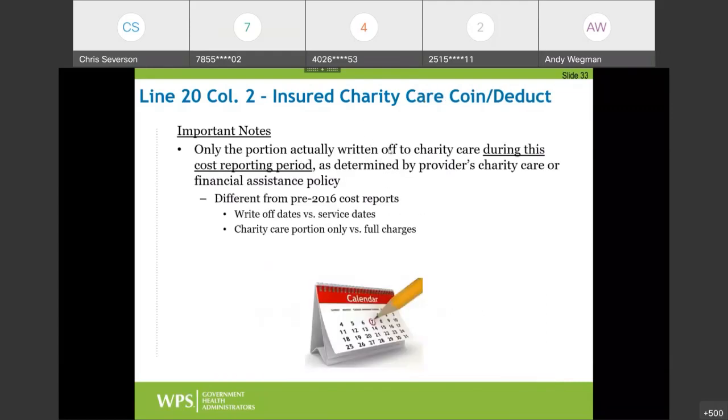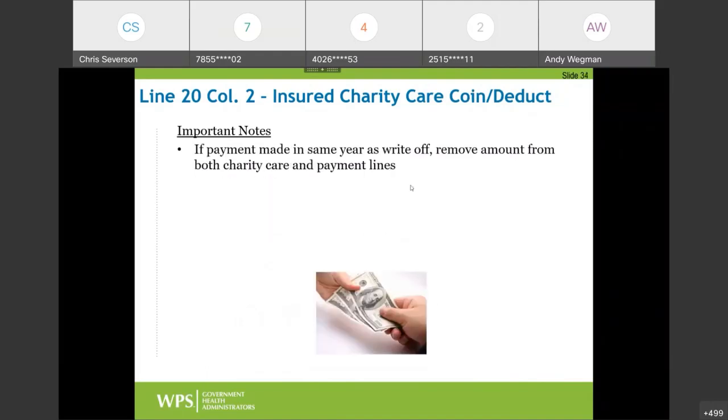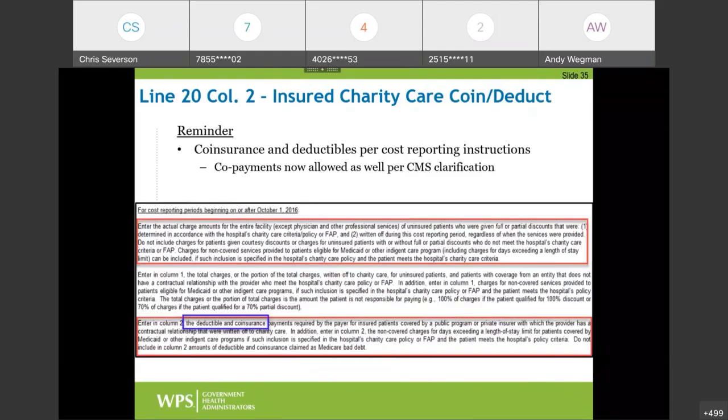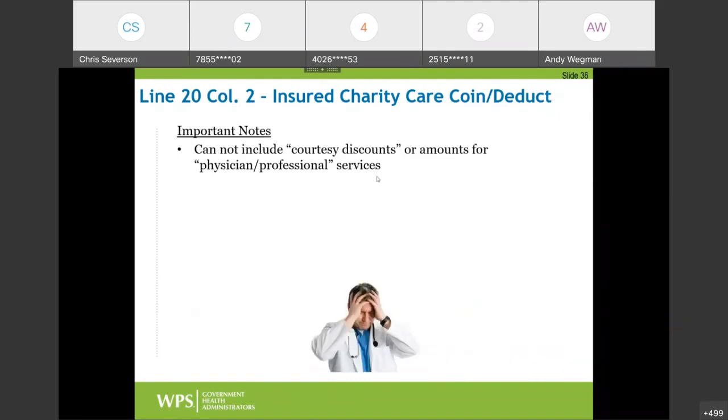Just like with the charges, it has to be written off during this cost reporting period. Again, if there's a payment against it, then we would not allow it. We talked about co-payments. This is the same thing. Same thing applies to both columns. No courtesy discounts, no physician or professional services.